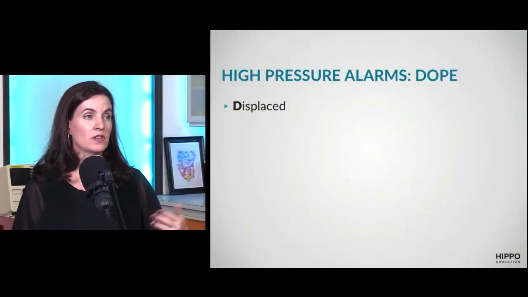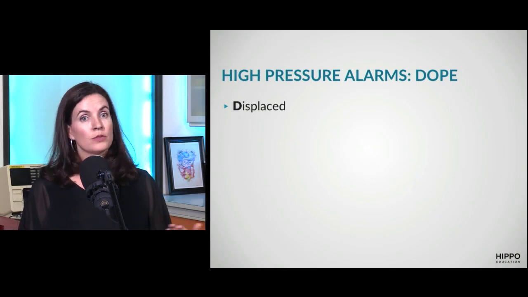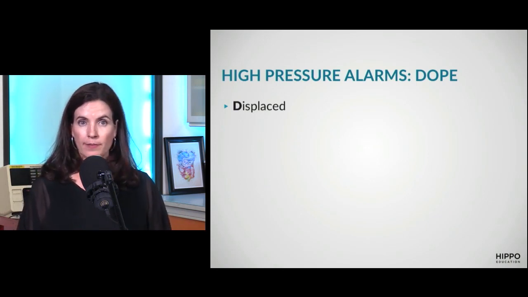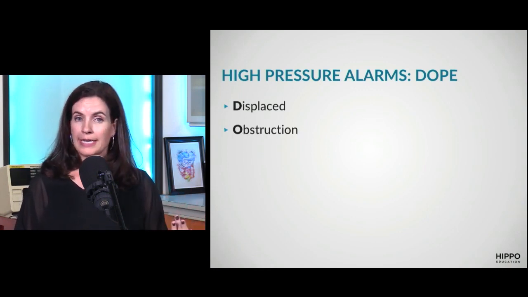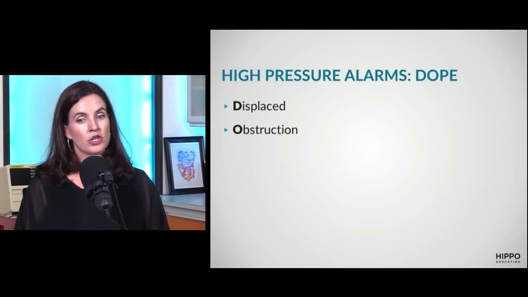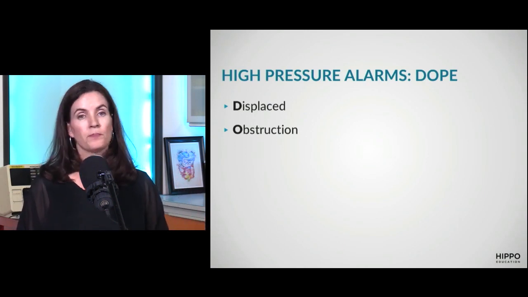D stands for displaced. Has your endotracheal tube been dislodged? Is it in the right main stem? Check to make sure that it's at the appropriate depth. O is for obstructed. Is your tube blocked by secretions or a mucus plug, or is it kinked in some way? The easiest way to check for this is to just fire a suction catheter down there and make sure it passes smoothly all the way to the bottom and then back up.